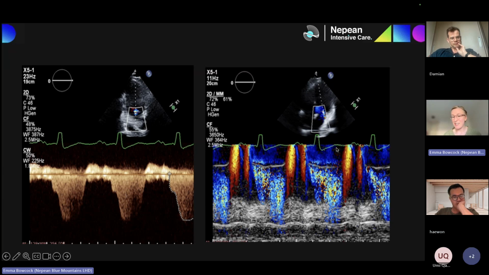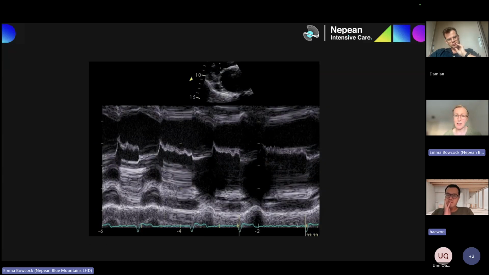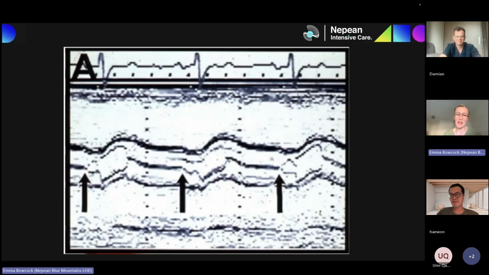And then what's nice to do is color M mode as well, because this is it here. The diastolic MR is here, because you get that nice temporal resolution. What's this one showing? Fluttering of the mitral valve, yeah, nice. I think this is what gives you the Austin Flint, isn't it? I think maybe, I don't know. And then brownie points for this one.